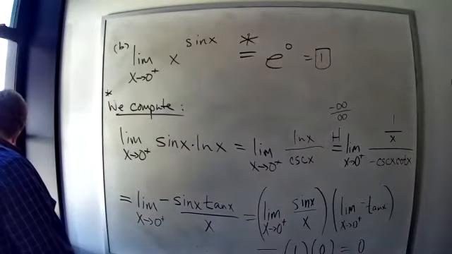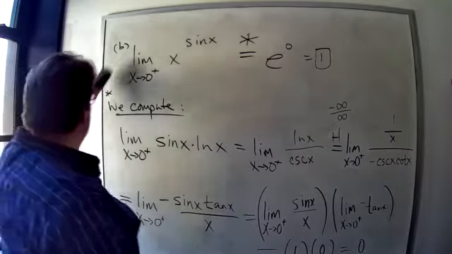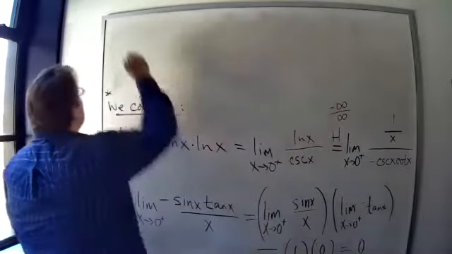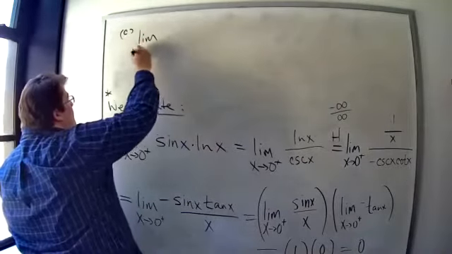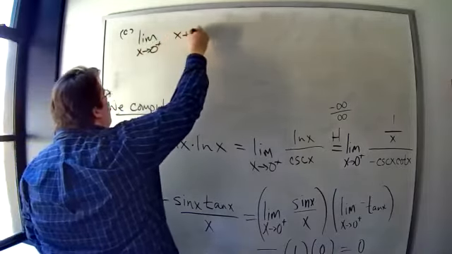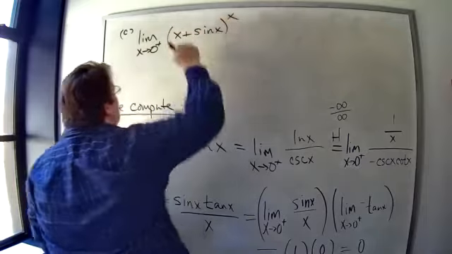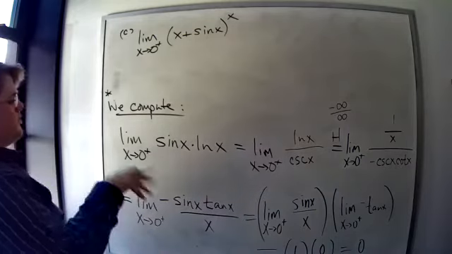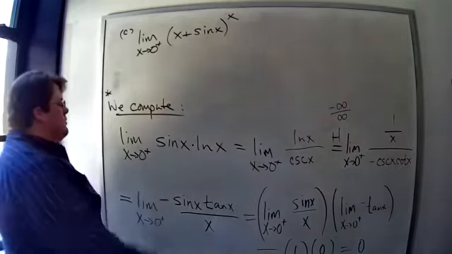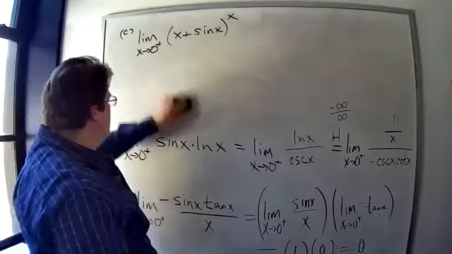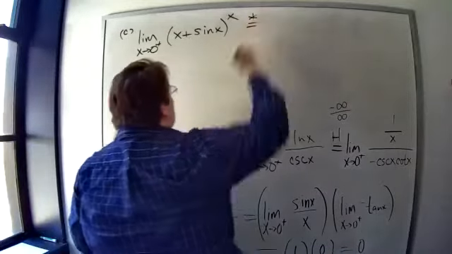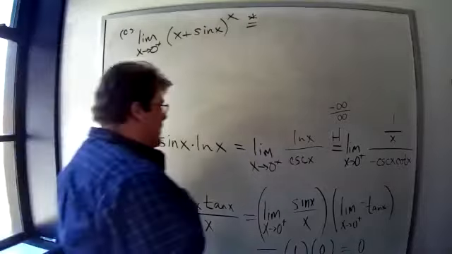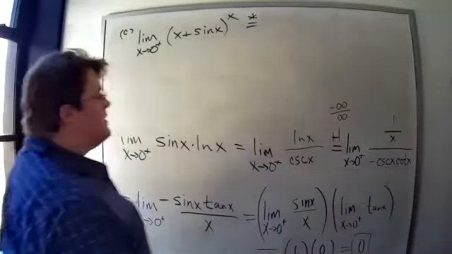Part C, what do we have? X plus sine x to the x as x approaches 0. Again, this takes a 0 to the 0 form. And we can compute that by introducing a logarithm. And I always like writing this immediately at the beginning, just so when I look at the problem at the end, I don't get tempted into thinking that that's the final answer.